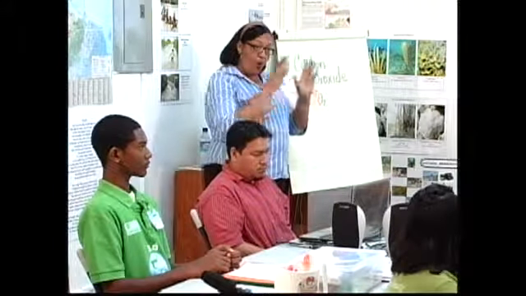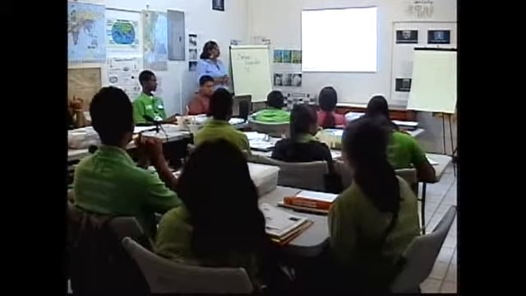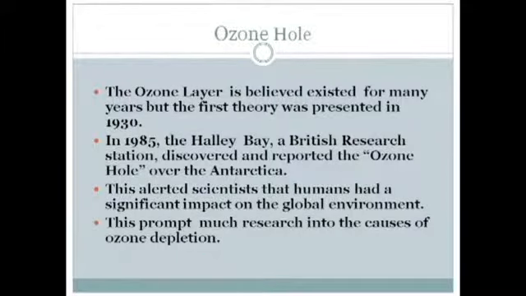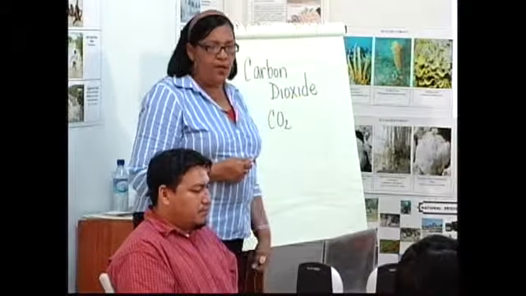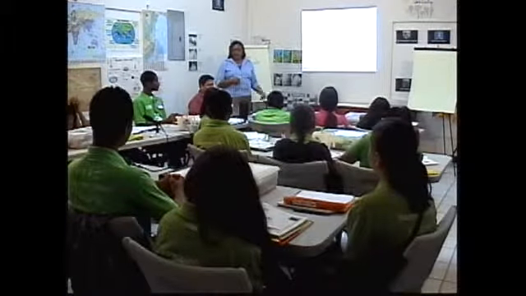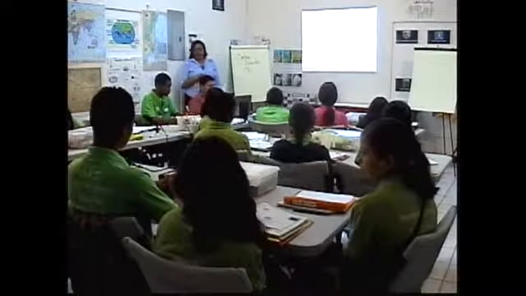Not specifically a hole, but there was scarcity in certain areas, and they termed it ozone hole. This alerted scientists that humans had a significant impact on the global environment. What does that mean? They were alerted that humans had a significant impact. Why did humans have a significant impact? Think about what we just discussed before. In what way did humans have a significant impact on the ozone hole, the depletion of the hole?